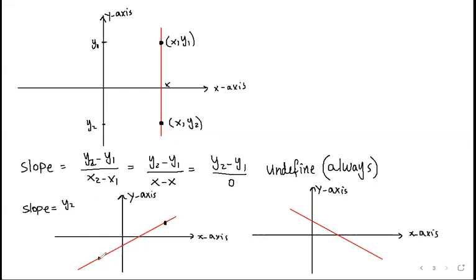This is the first point, second point. Here is y1, y2, x1, x2. The points are x1, y1 and x2, y2. Here y2 minus y1 over x2 minus x1 is positive. It is a positive number.